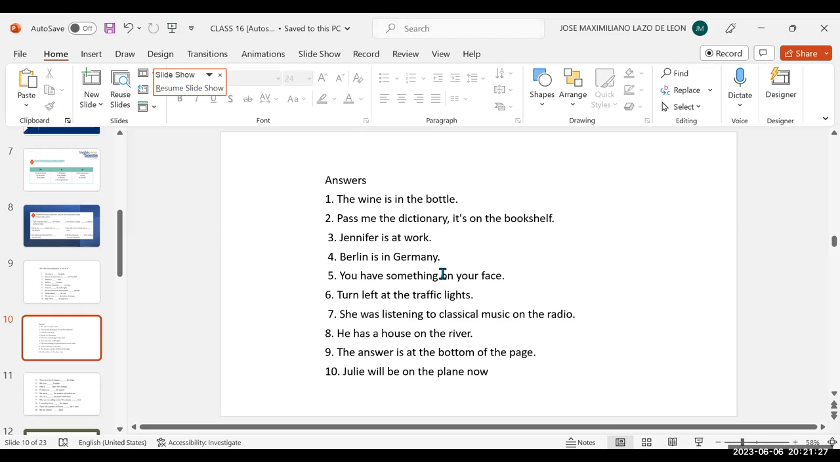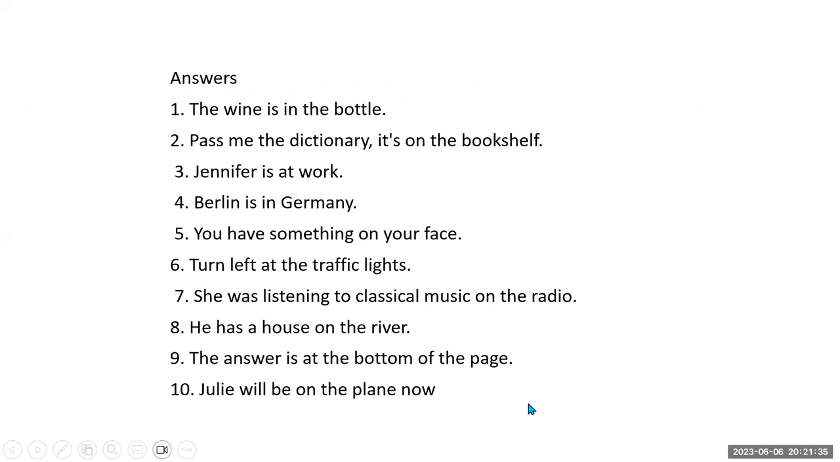Okay, who wants to read? ¿Quién lee la primera? The wine is in the bottle. Okay, the wine is in the bottle. Number 2, alguien más? Teacher, pass me the dictionary. It's on the bookshelf. Okay, pass me the dictionary. Is on the bookshelf. Okay, perfect.